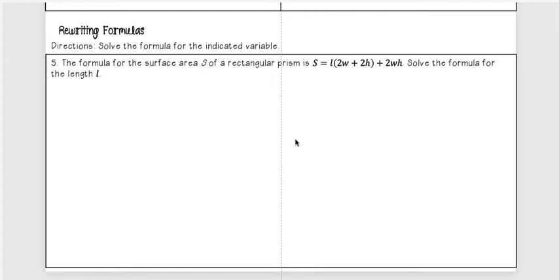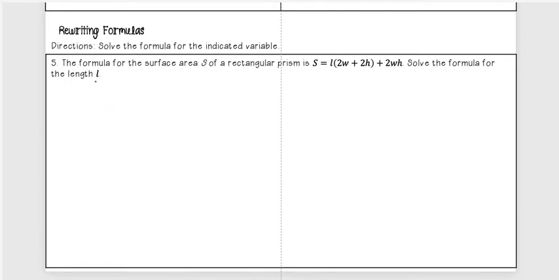So for this video, we're going to be talking about rewriting formulas. The direction says solve the formula for the indicated variable. So I have the formula of the surface area S of a rectangular prism: S equals L times 2W plus 2H plus 2WH, where L stands for length, W is width, H is height. I want to solve for the length L.